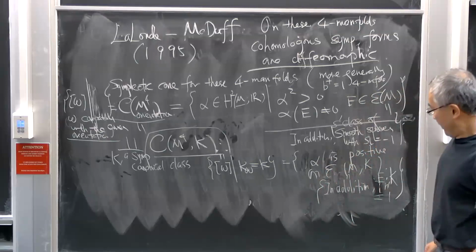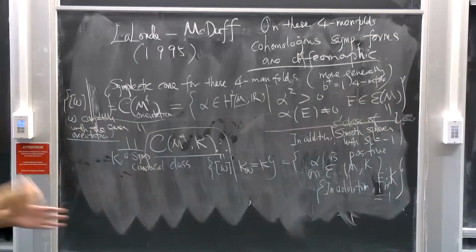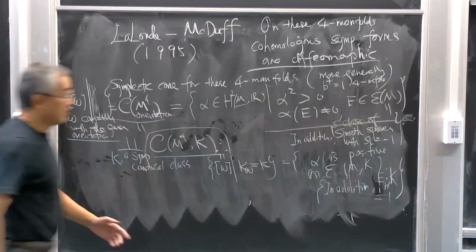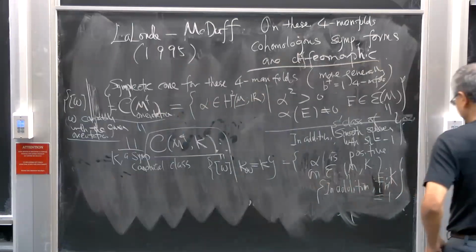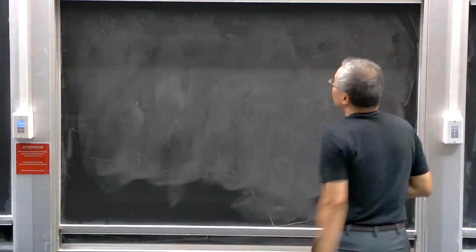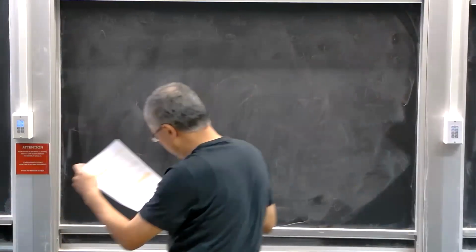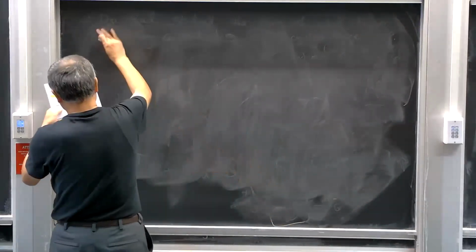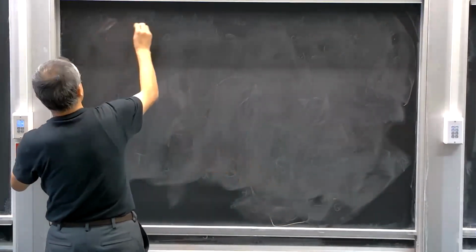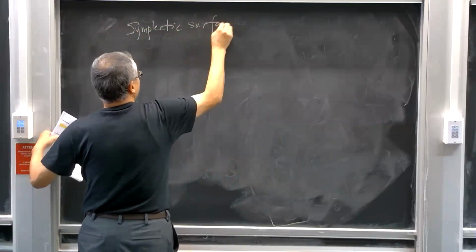So we know cohomologous forms are symplectic, and we know which classes can be represented by a symplectic form. So we have a pretty good understanding of the symplectic structures space. Maybe I'll just keep it here. And then the next thing I want to talk about is symplectic surfaces, briefly.